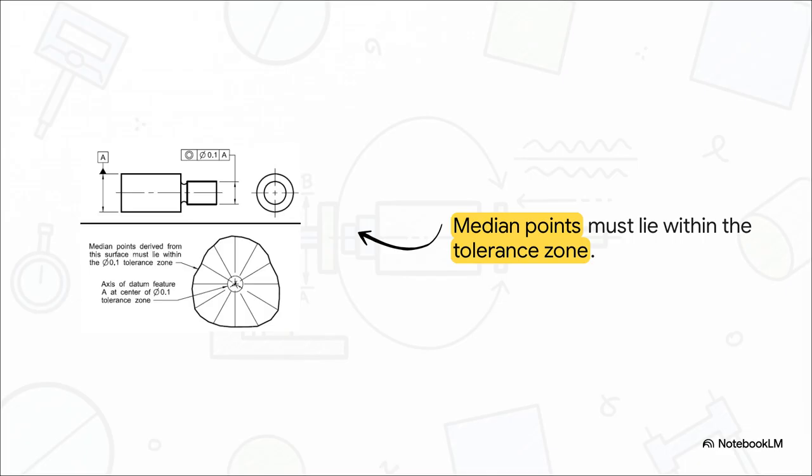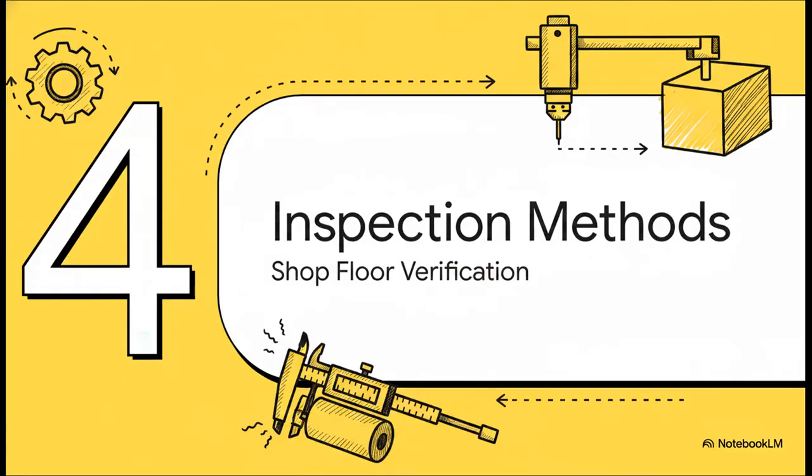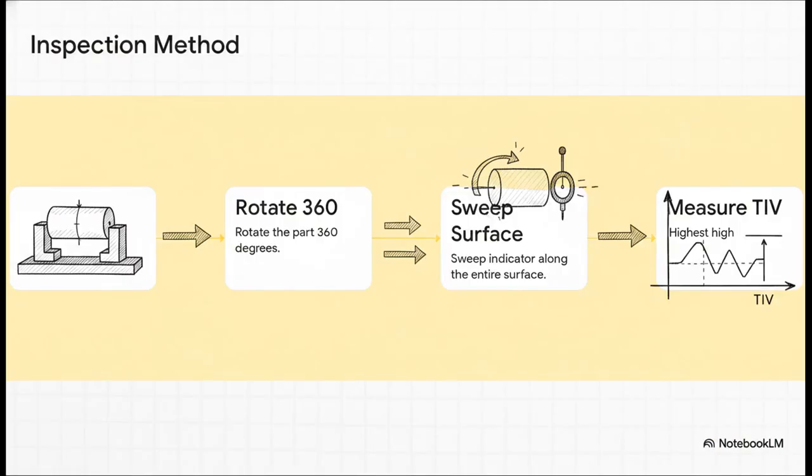Let's transition to Section 4, Inspection and Measurement Methods, because, let's be honest, engineers hate theory without application. Drawing a strict tolerance zone in CAD is easy, but actually proving the part meets it on the shop floor is where things get real. The traditional physical inspection for this is conceptually straightforward, but it requires serious precision.